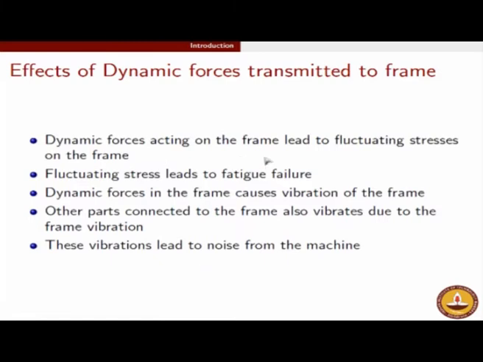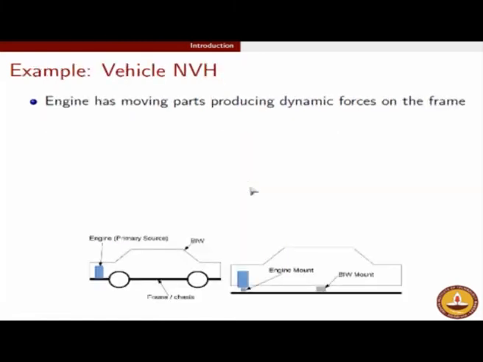So one is the issue of failure of the frame, and the other is the issue of ride comfort. So let us take this example to demonstrate how things will go bad if there are lots of dynamic forces getting transmitted to the frame. As I said, we are going to talk about a typical automotive example. At present we are concentrating only on the automotive engine. The engine, let's say, is the primary source of vibration in an automotive car.